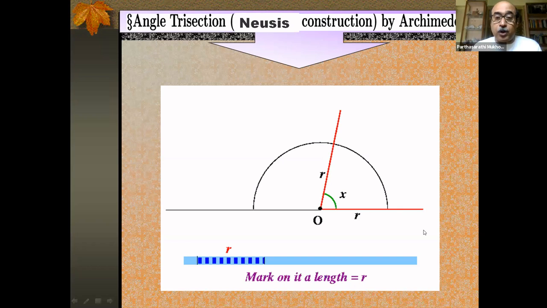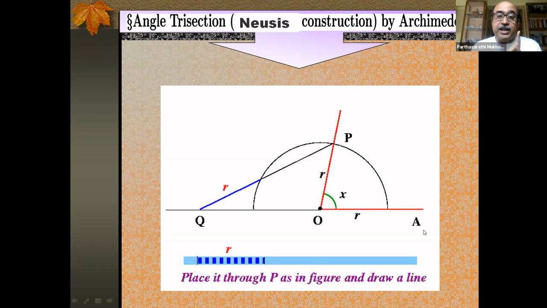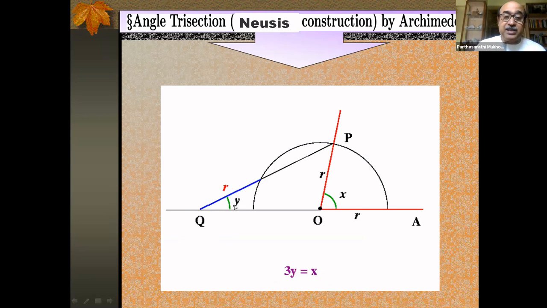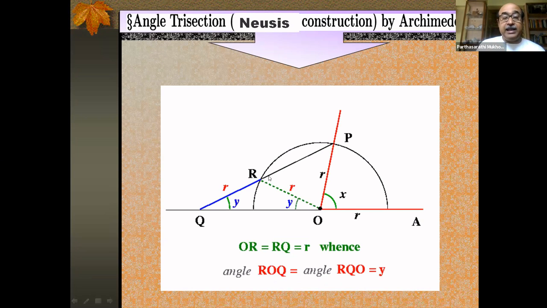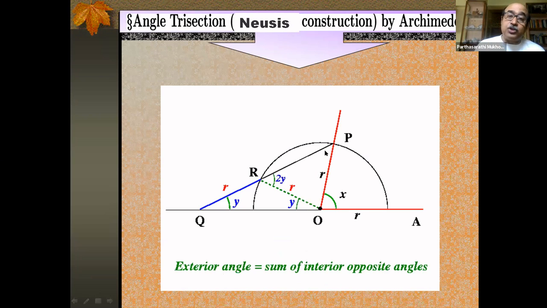So just repeat it and follow step by step. So arbitrary R, and this is the neusis. You make it pass through the point P in such a way that this length is exactly equal to R, the point here on the semicircle and on this line. And this angle is claimed to be one third of X. The proof is this. You join this R and O. So this is Y and Y, because both of them are R. So this angle, exterior angle, is twice Y.